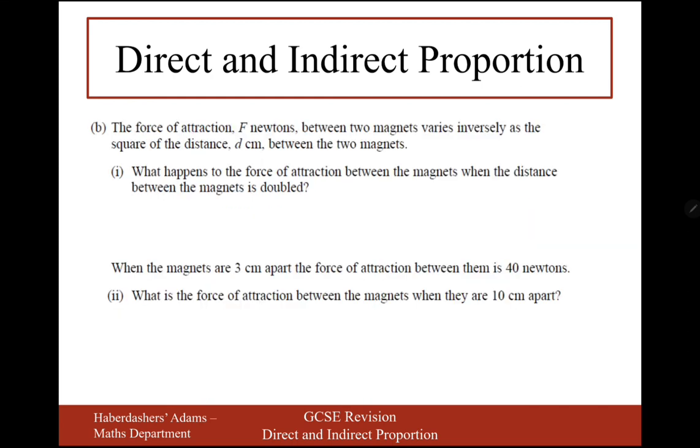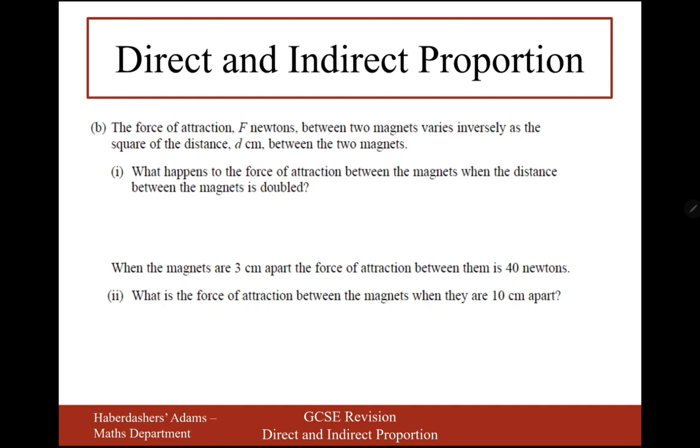Okay, and moving on to the next one then, pause the video and give this one a go. Okay, so the force of attraction, F newtons, between two magnets varies inversely as the square of the distance D between the two magnets. What happens to the force of attraction when the distance between the magnets is doubled?